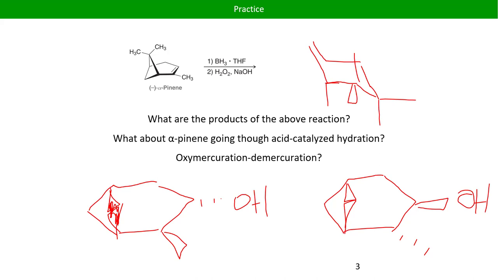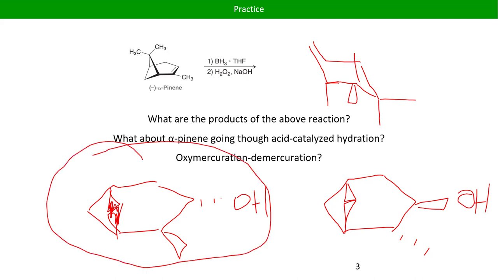Here, we want the OH to be trans rather than cis. So does that affect, are we still going to see both products? Yeah, probably, but we're going to favor the one on the left. It's going to be our primary product.